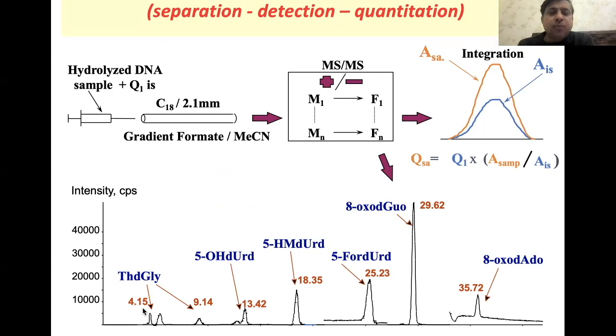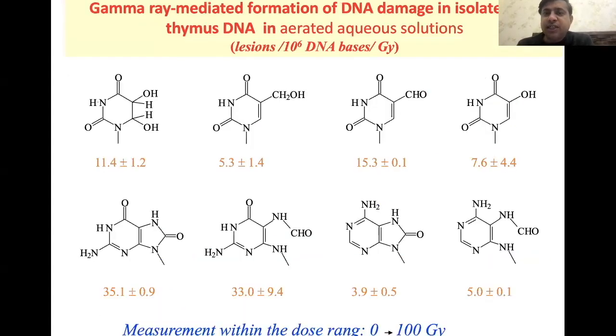Around 4.15 minutes, we have a peak for thymine glycol. Then for uracil, we have 13.42. Then for 8-oxo-guanidine, it is 29.62 minutes. That is where you can expect a peak. So we normally run the standards first and ascertain the peaks. After the standards, we run the sample of blood or fluid, whatever the case, and then we analyze the peak area. The peak area gives the quantity, and the peak position indicates the quality, the qualitative detection. That is the most important technique to understand.